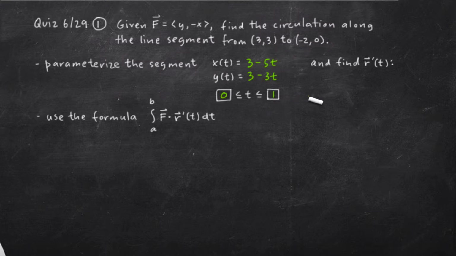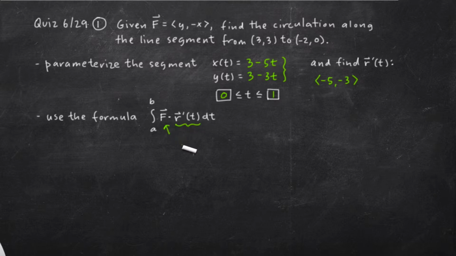We could check that on Calcplot 3D. And then the formula, we need to know what r prime is. So this pair is r, so r prime is going to be negative 5, which is the derivative of 3 minus 5t, comma, negative 3, which is the derivative of 3 minus 3t. So r prime is this constant vector, minus 5, minus 3.